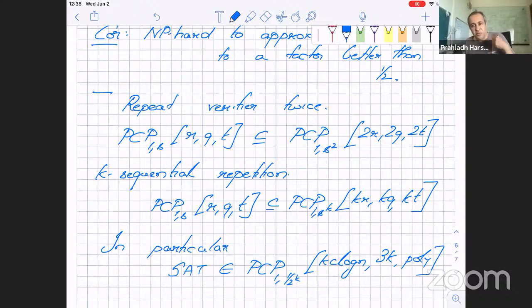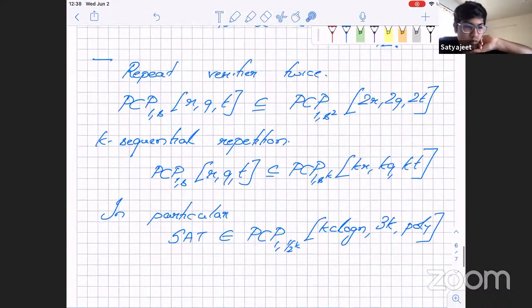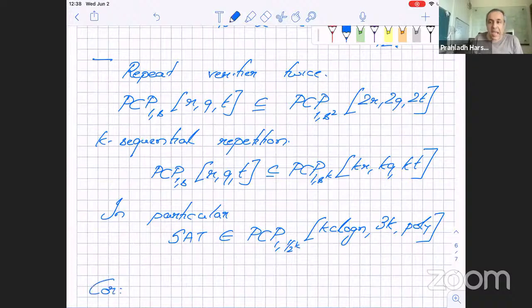Now let's do this repetition. Now apply the FGLSS theorem to this. Now I have SAT is in this object. So I get a better gap, 1 over 2 to the k. Therefore, a corollary of this will be that, and k is at our choice. We could have chosen k to be anything.